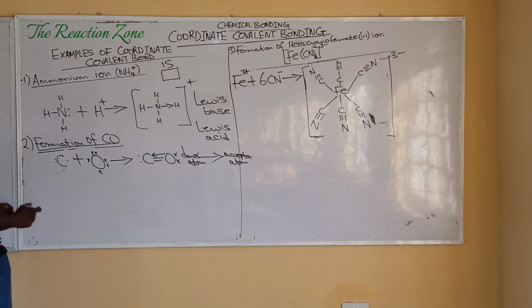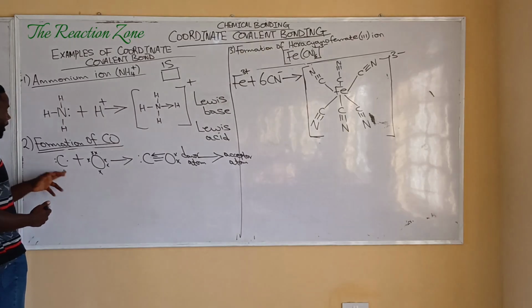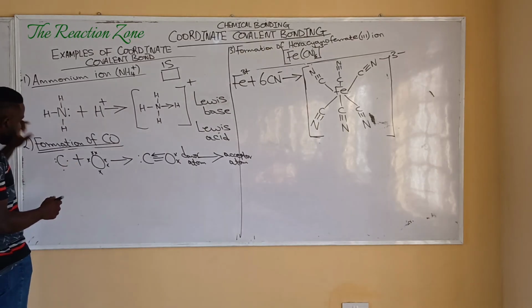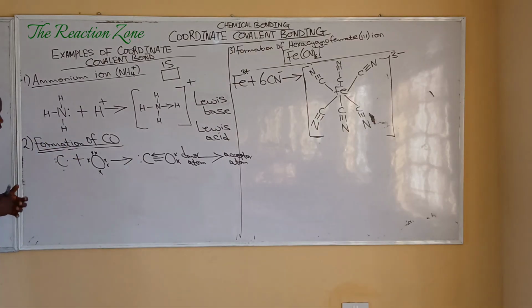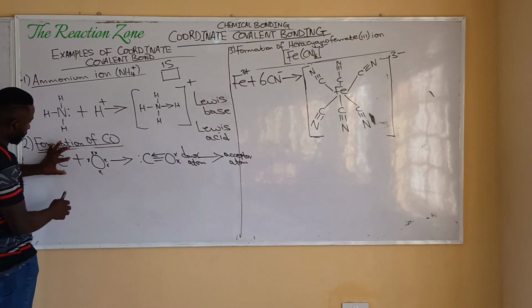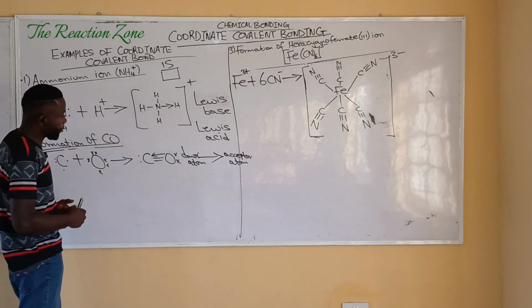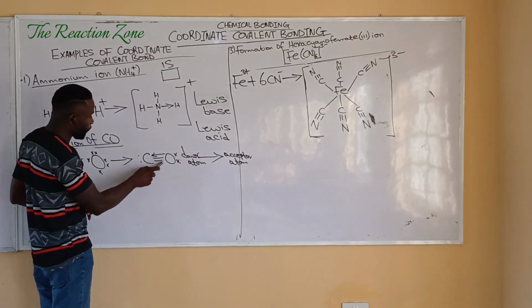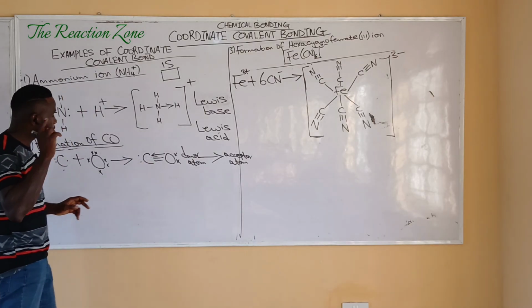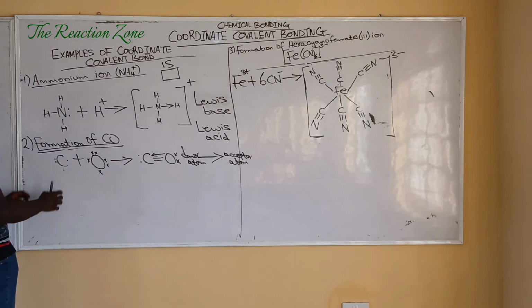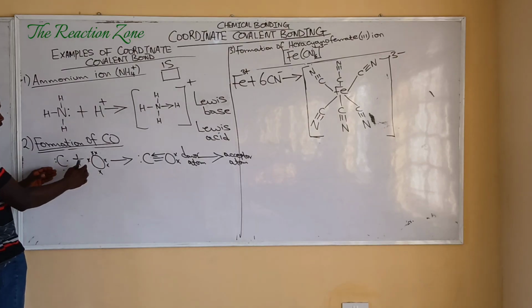In forming carbon monoxide, the two atoms that are involved, that is carbon and oxygen, each donates 2 electrons for sharing. So, the carbon atom donates 2 electrons, the oxygen atom donates 2 electrons for sharing. And that leads to the formation of 2 ordinary covalent bonds. The first 2 bonds here are ordinary covalent bonds that are formed as a result of the 2 electrons that each of the atoms involved donate for sharing.